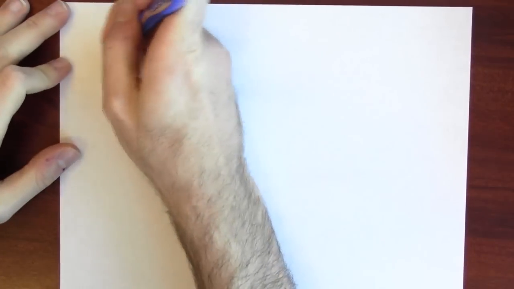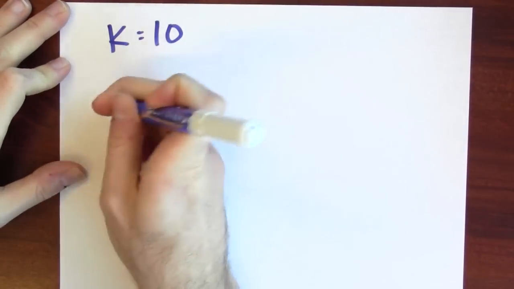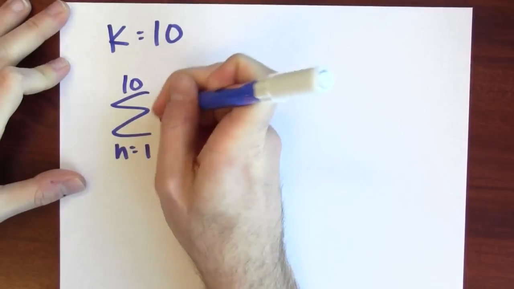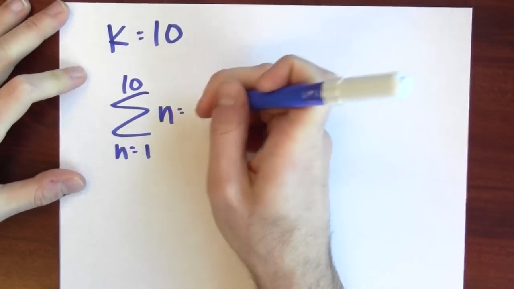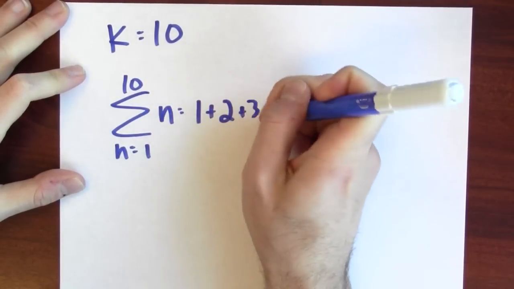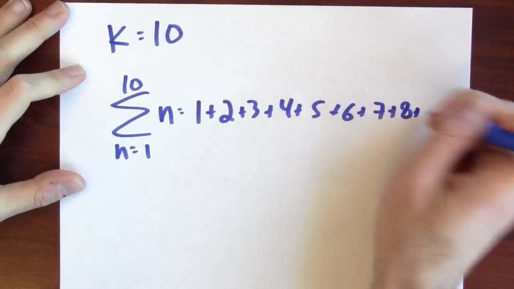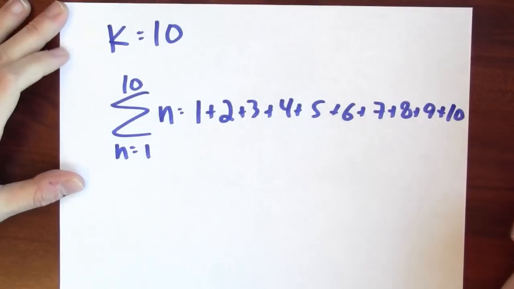Having that k there makes this a very general problem. And any time that you're confronted with a general problem, it helps to specialize to a specific case in order to gain some insight. So let's set k equal to 10. So I'm just going to do the sum, n goes from 1 to k, which is now 10, of n, which means I'm going to add 1 plus 2 plus 3 plus 4 plus 5 plus 6 plus 7 plus 8 plus 9 plus 10.